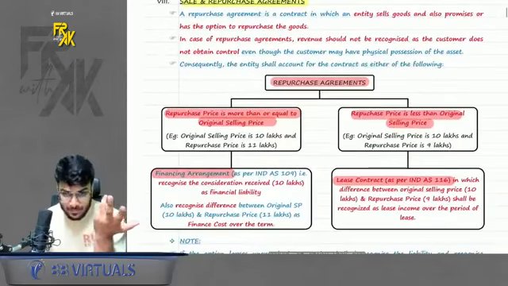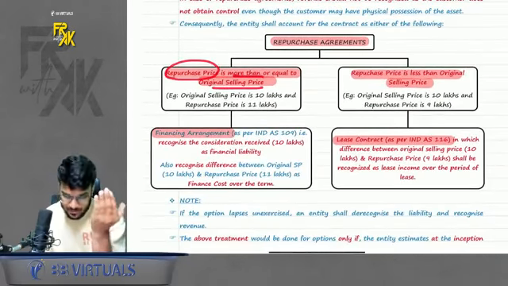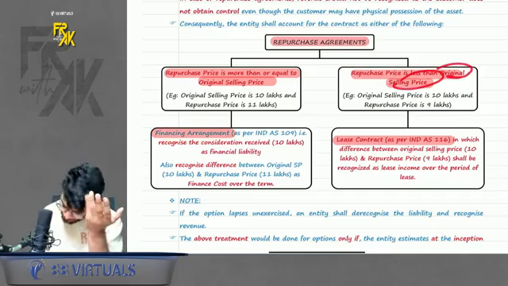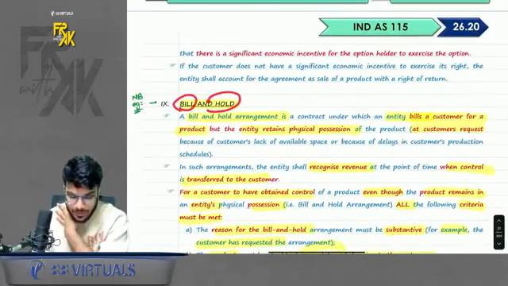So this was sale and repurchase. See, it is given also. If the repurchase price is more than the original selling price, financing arrangement. If the repurchase price is less than the original selling price, lease contract. Simple. Okay, done.